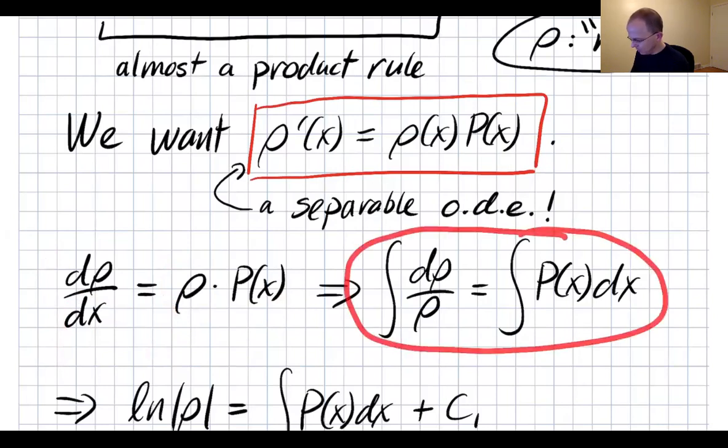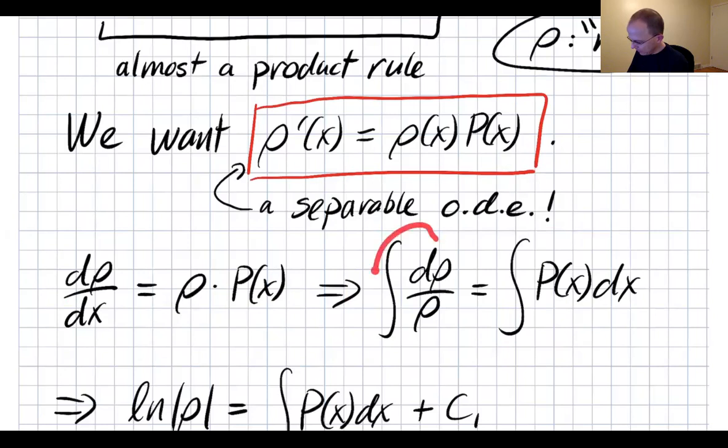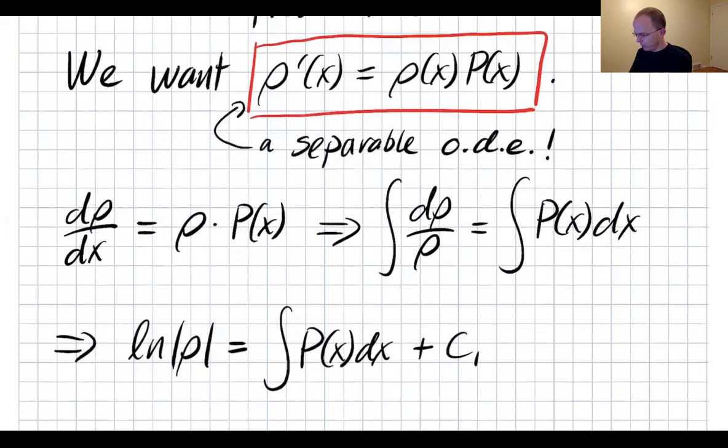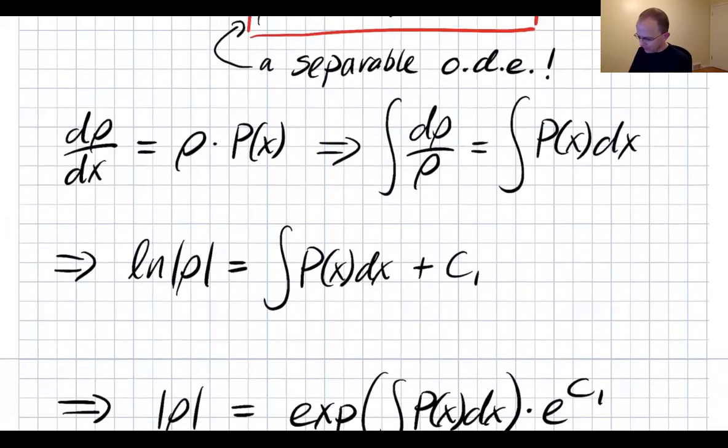There we go. So we just move that around, and now on the left-hand side, it's an integral with respect to rho, and on the right, it's an integral with respect to x. Well, the integral on the left, we know what the antiderivative of that is. That's the natural logarithm of the absolute value of rho. And on the right, we don't know what p of x is, so we're just going to leave that as the integral of p of x dx. But we will add this constant here. And actually, this constant, we can kind of forget about it, as we'll see. But for now, I'm just going to put that constant in there.